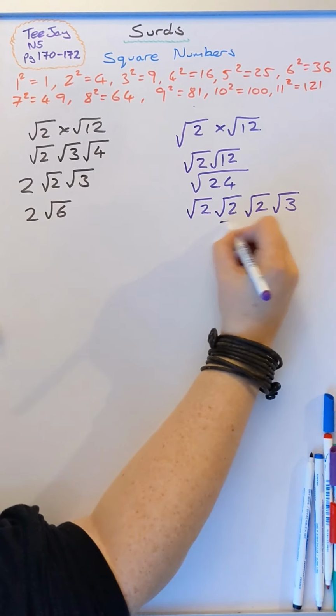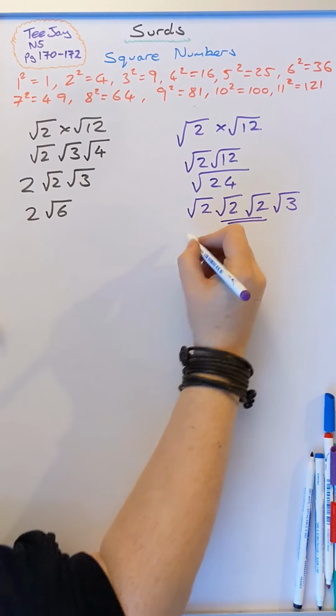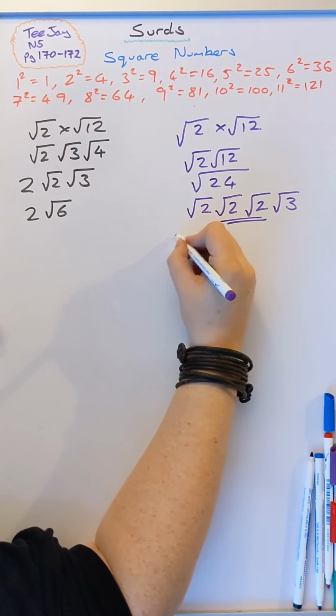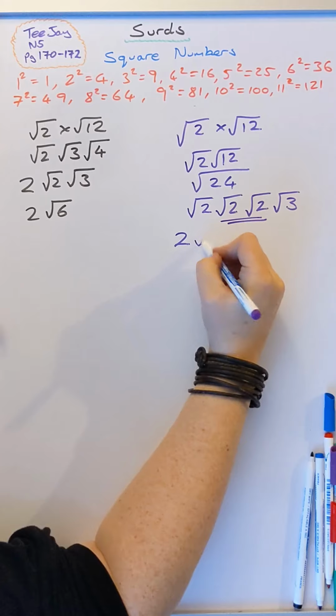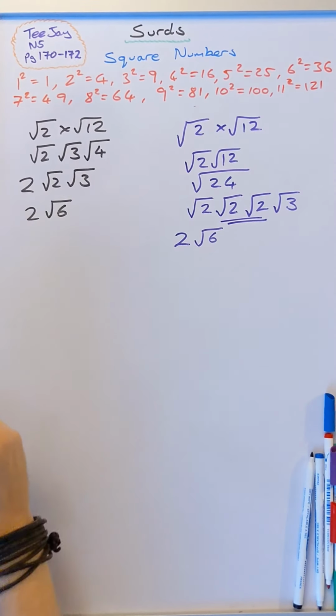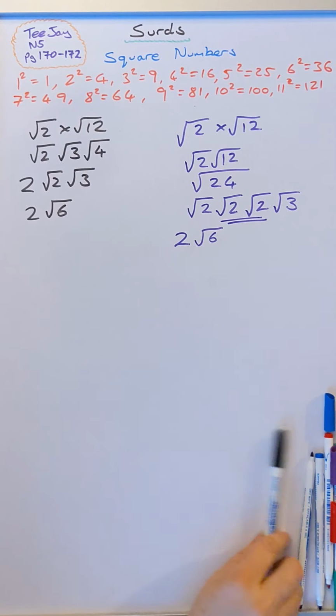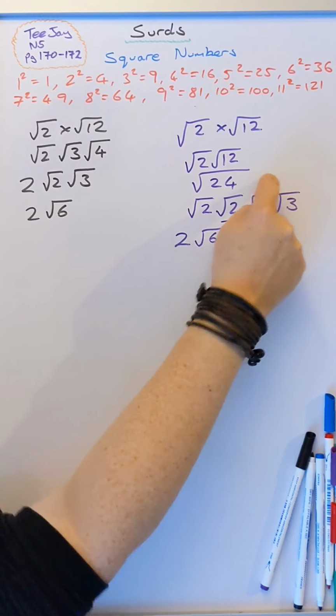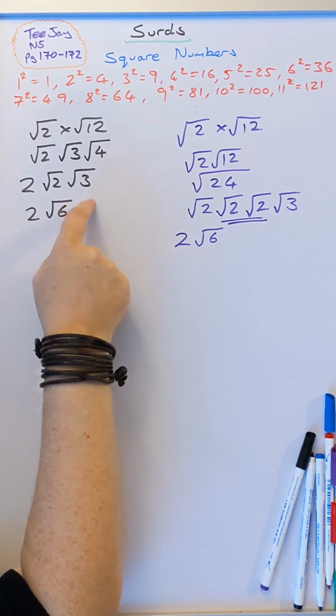And again, we're looking for pairs. And we can take a pair out the front. So 2, and then we've got 2 times 3 inside, 2 root 6. Two methods to the same answer, but in an exam that one's slightly longer, so you want to be practicing the shorter version.